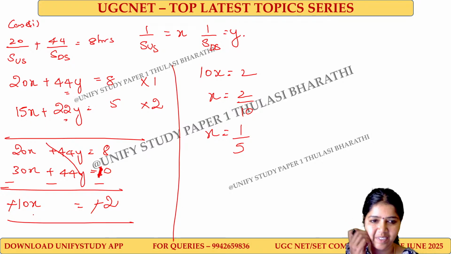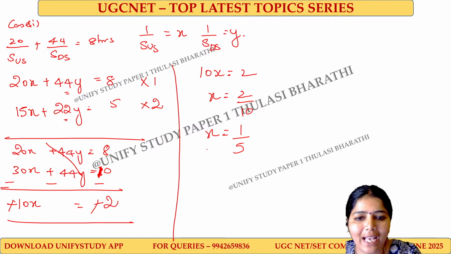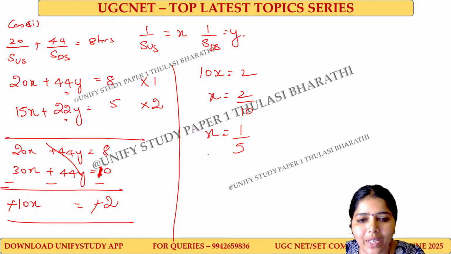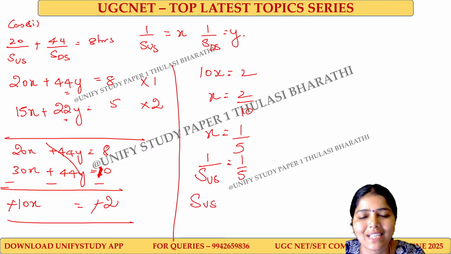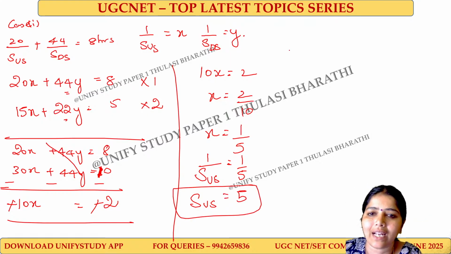So x is nothing but 1 by SUS. That is 1 by speed of upstream is equal to 1 by 5. So speed of upstream SUS is equal to 5. Okay, right, that we have found out.